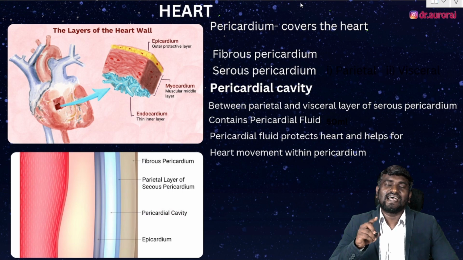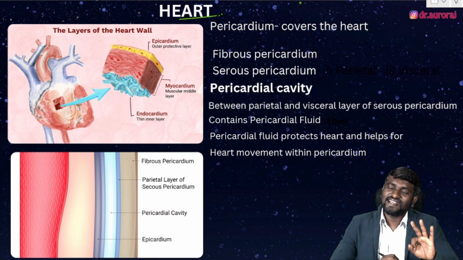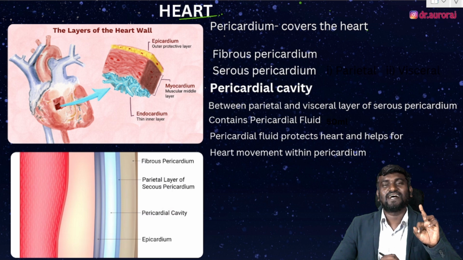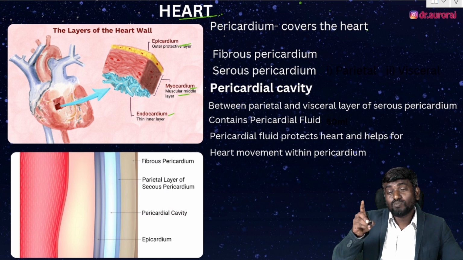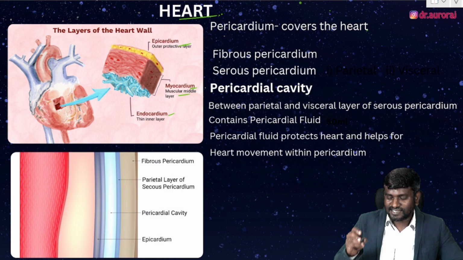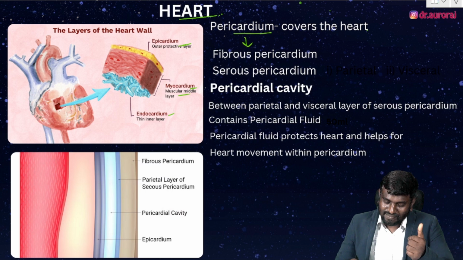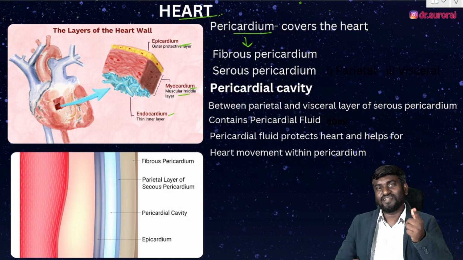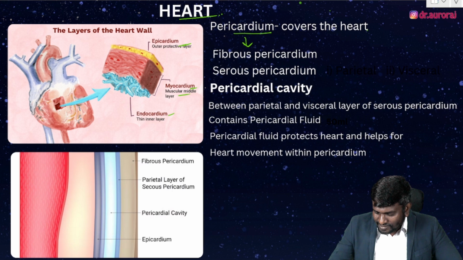Let's study about the heart. It has 3 layers: endocardium, myocardium, and the epicardium. Yes, the inner endocardium, the muscular middle layer myocardium, and the epicardium. There is one more outer layer covering the heart called pericardium. It has 2 important layers: the fibrous pericardium and the serous pericardium. The serous pericardium is further divided into parietal and visceral. Very good.